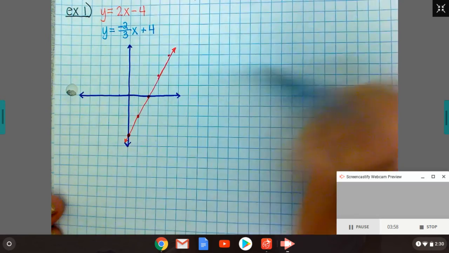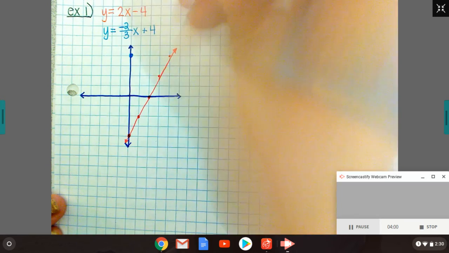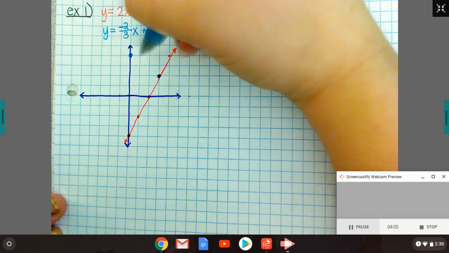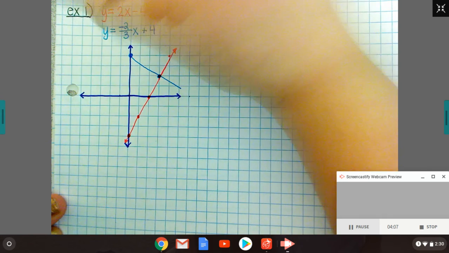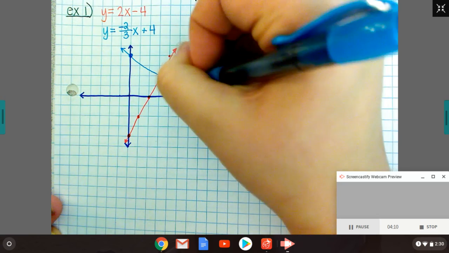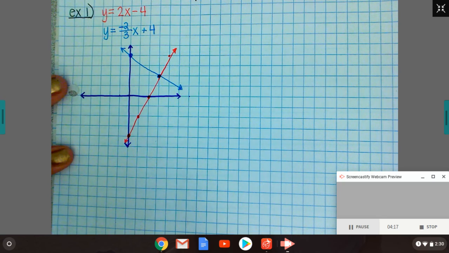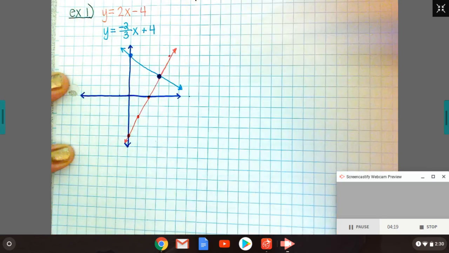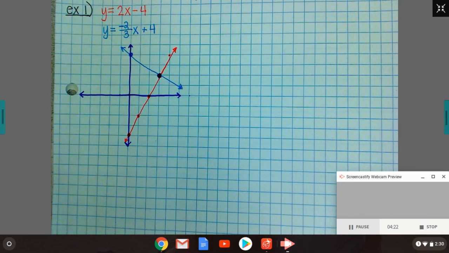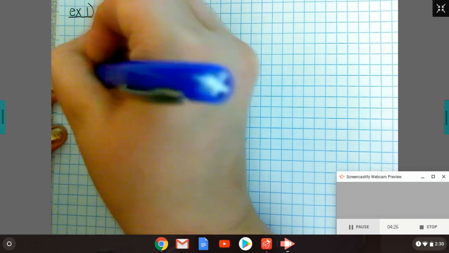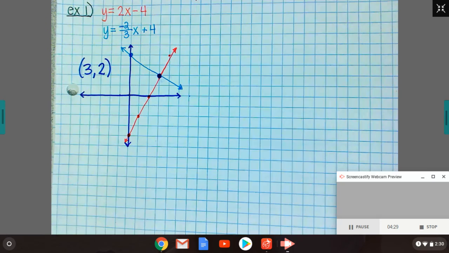My second one is going to be starting at +4, down 2, right 3, down 2, right 3. So here's my second line. You can see, because I extended out, I have the intersection right there. Our answer is this point, and I'll bold it in even further. That is the point (3, 2). So there's our solution. We had one solution, and it was at the point (3, 2).